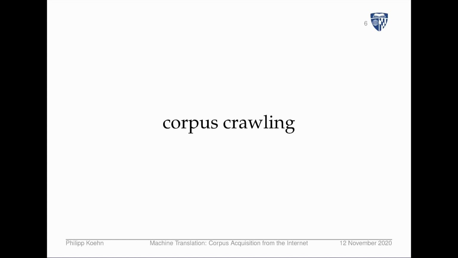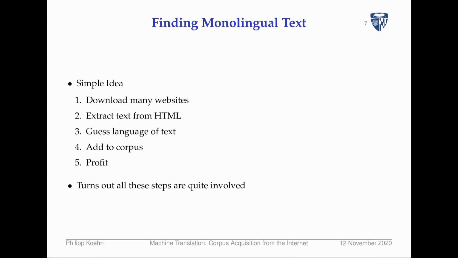Okay, let's walk through all these steps I outlined in a bit more detail, and let's start with corpus crawling. So, first of all, finding monolingual text. So the simple idea, download as many websites as possible, extract text from HTML, guess the language of the text, and then add to the corpus. And voila, profit. So we just want to collect now a lot of text from the internet. This sounds very simple, but it turns out that these steps are actually quite involved.